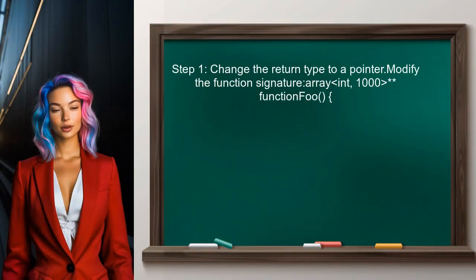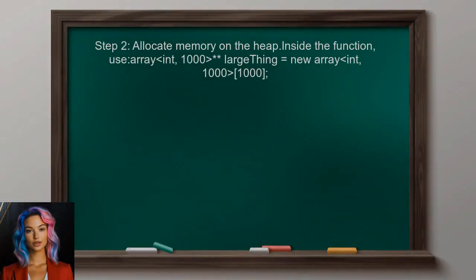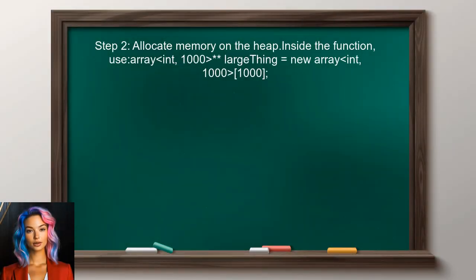To address the Stack Overflow issue, the user should modify the function to return a pointer instead of a large array. This way, the memory allocation will occur on the heap instead of the stack. Next, the user needs to allocate memory for the large array dynamically using the new keyword. This ensures that the array is stored on the heap.